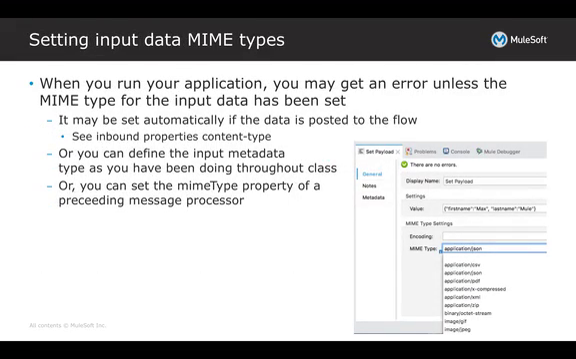Now let's talk a little bit about setting input data MIME types. When you run your application, you could get an error unless the MIME type for the input data has been set. It may be set automatically if the data is posted to the flow, so you can look inside of your inbound properties content type, or you can define the input metadata type as you have been doing throughout class. A third option is you can set the MIME type property of a preceding message processor. As you can see in the bottom right here, this is where we're explicitly calling out the MIME type of a processor before calling it out as application/json.